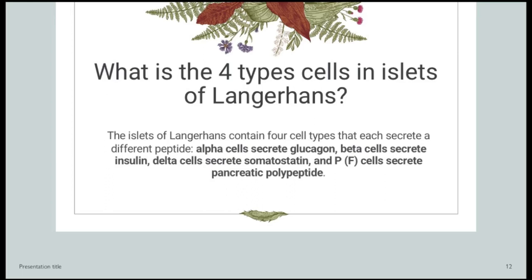The islets of Langerhans contain four cell types that each secrete a different peptide. Alpha cells secrete glucagon, beta cells secrete insulin, delta cells secrete somatostatin, and PP cells secrete pancreatic polypeptide. They are also called polypeptide cells.